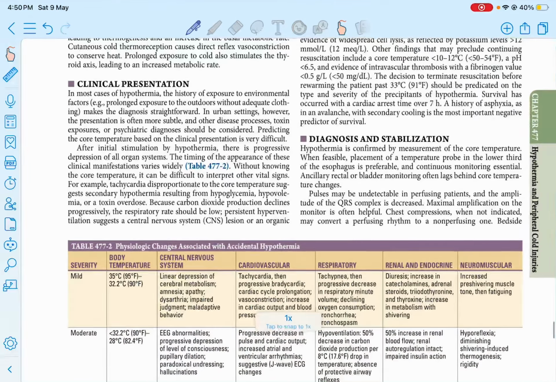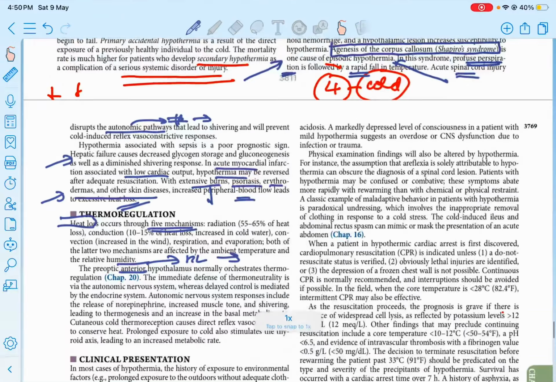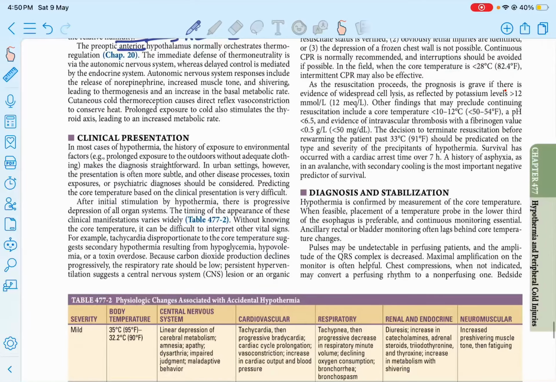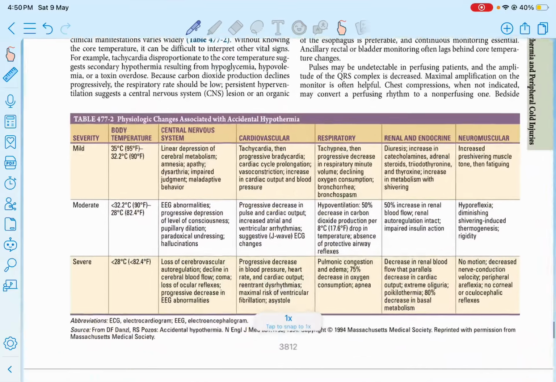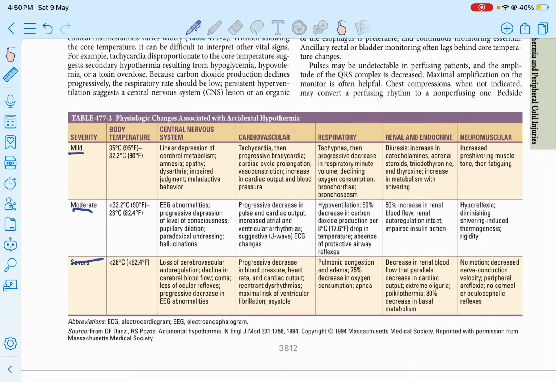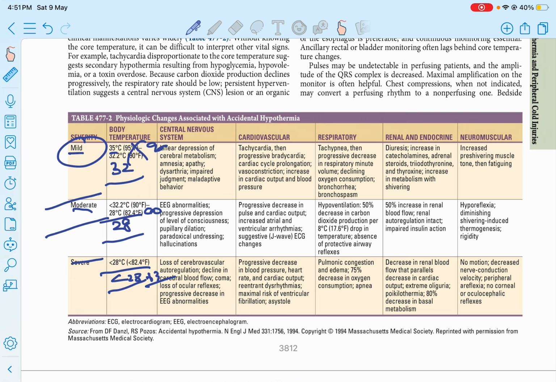Clinical presentation, obviously you would be knowing, and there is something called mild, moderate, and severe. I'm just touching up on what can be included and what will only be given. Mild, moderate, severe: remember 32, 28, less than 28. These are the values that you have to know. Forget the Fahrenheit; if you want, you can know 95, 90, 83, right? In mild, these are the things that are going to happen. But in moderate, what you have to remember is that there is hyporeflexia, right? There will be coma in severe. This is what you have to know.